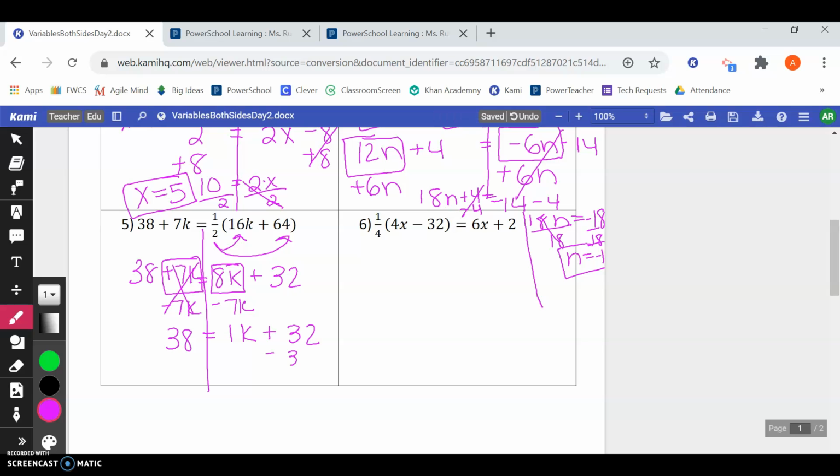Now I'm going to subtract 32 from both sides. I get K by itself, and I get K equals 38 minus 32. That's going to be 6. Perfect.